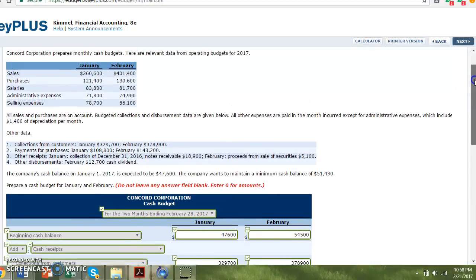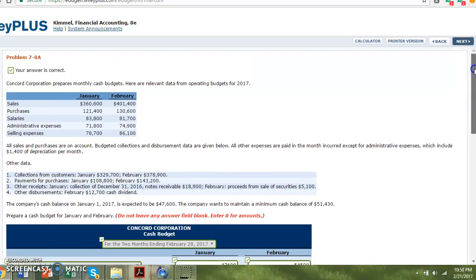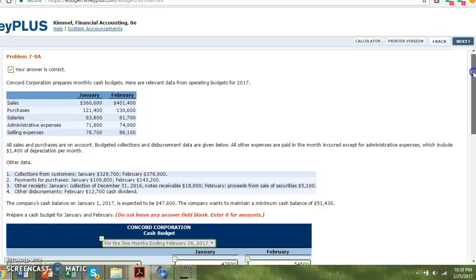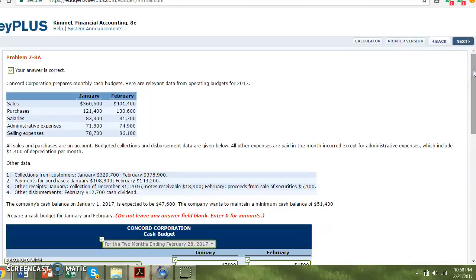Hi everybody, I'm doing problem 7-8A. Hopefully we can get this done. It's kind of late, so I'm hopefully going to make it to the right time to get this posted.